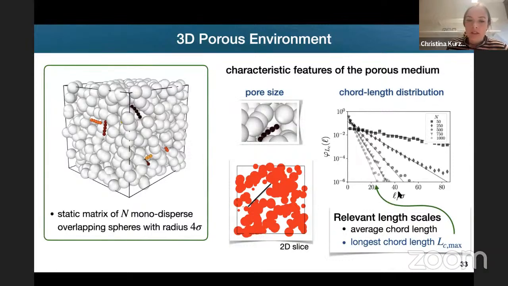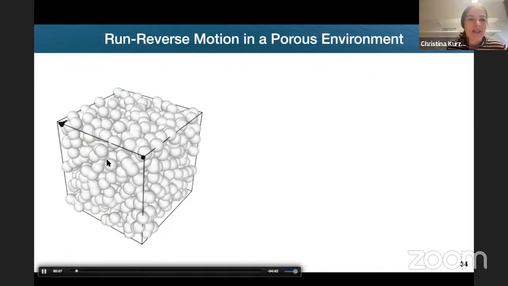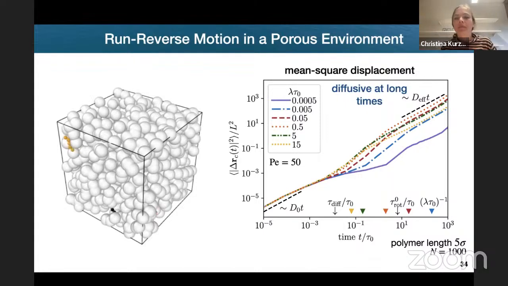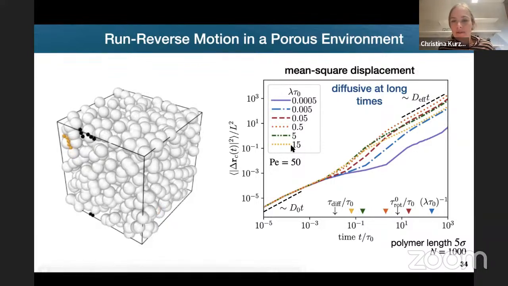Okay, so this is how these simulations look. Well, you don't see so much. You see that the cells sort of hop through the environment. They become trapped, like this black one, for a while in pockets of the environment. Now to quantify that, we can look at the mean square displacement, just as we did before. These are the same parameters, the same reversal rates, just now in a porous medium.